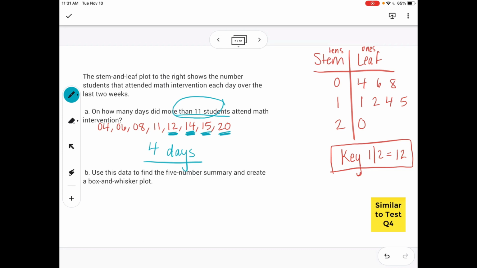All right, so the next one says, use the data to find the 5-number summary and create a box and whisker plot. So we're definitely going to need a little bit more room for that. But before we get started on that, let's talk about the 5 things included in a 5-number summary. Hopefully you remember that those, of course, are the minimum, which is your lowest value, quartile 1, quartile 2, quartile 3, and your maximum, which is your highest value. And let's go ahead and solve for these on the following page so we have a little bit more room.